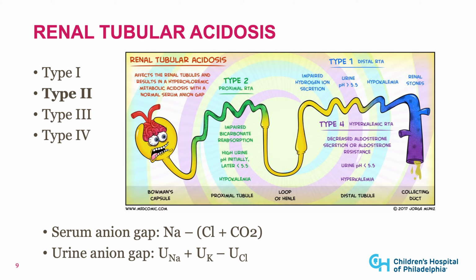Type 3 RTA is a combination of type 1 and type 2. It is very uncommon. Type 4 RTA is due to decreased aldosterone activity, either insufficient aldosterone production or resistance to aldosterone. Aldosterone's physiologic effects include distal urine acidification, salt reabsorption, and potassium excretion. Conversely, with type 4 RTA, the serum potassium is typically increased.